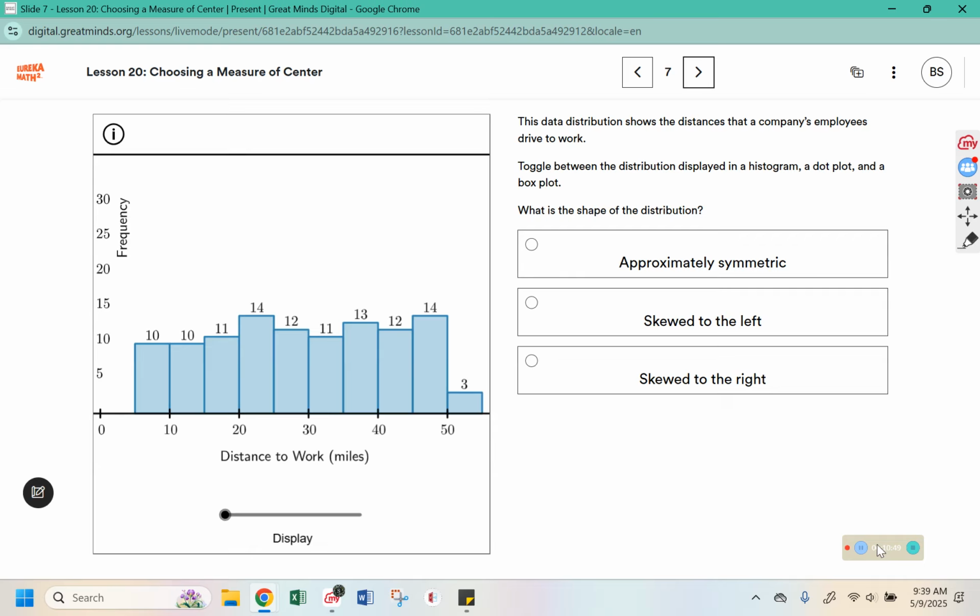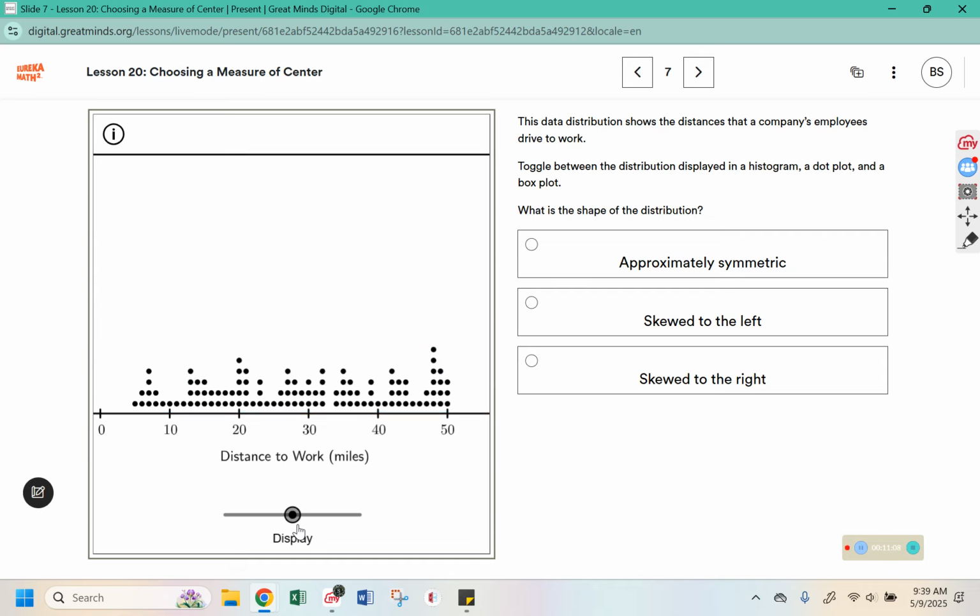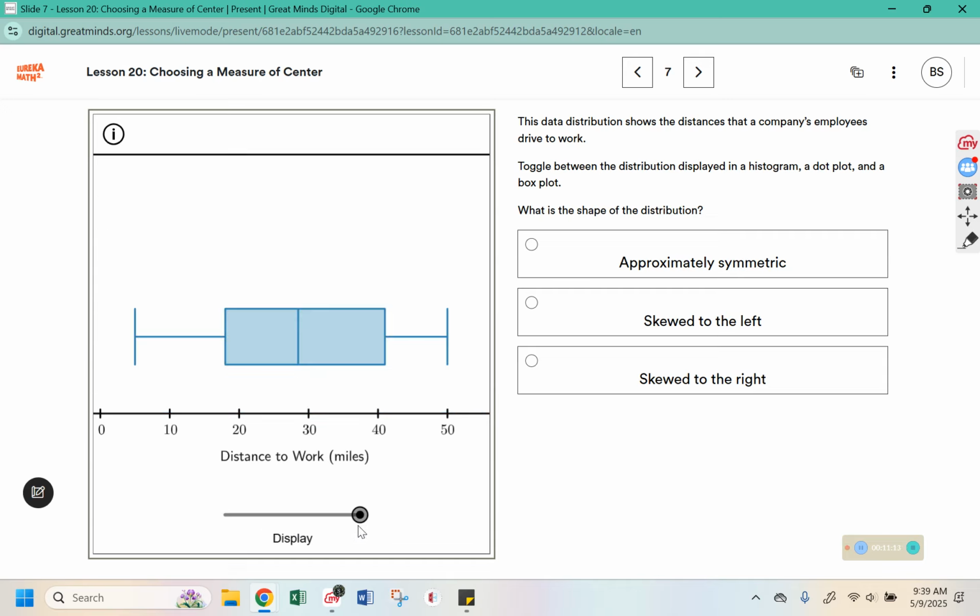This data distribution shows the distances that a company's employees drive to work. Toggle between the distribution displayed in a histogram and a dot plot and a box plot. What is the shape of the distribution? Here in the histogram, it appears to be approximately symmetric. Here's the dot plot and the box plot.